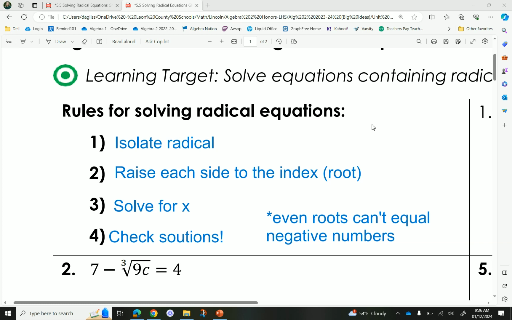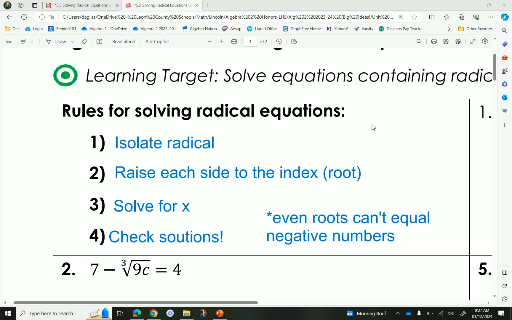Step 2, once it's by itself, you can raise both sides to the correct index or root. So if you have a square root, you're going to square both sides. If you have a cube root, you're going to cube both sides, which is a power of 3. Once that radical is eliminated, you can then solve for your x or your missing variable. And then the last step says check solutions.